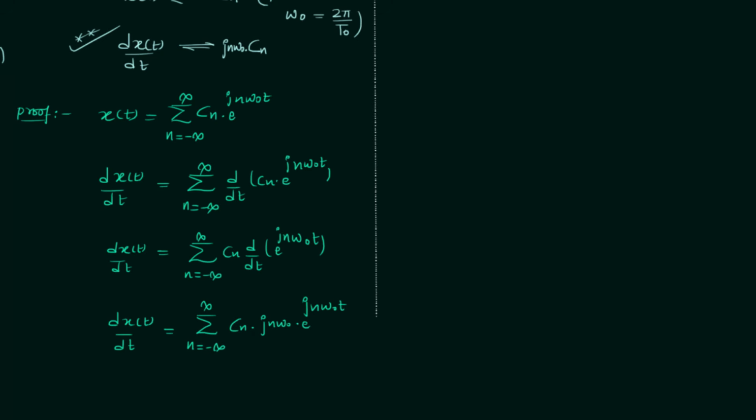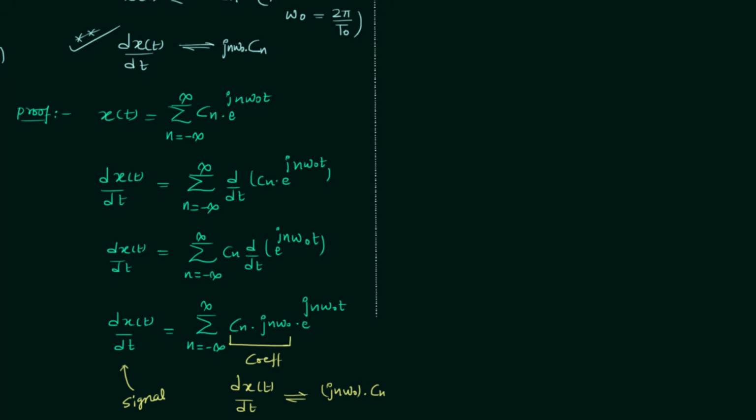Now compare this result with the standard complex exponential Fourier series expansion. Our signal is dx(t)/dt. If you compare it with the standard expansion, you will find Cn jn omega naught is the coefficient of signal dx(t)/dt. So we can say dx(t)/dt is having the coefficient jn omega naught multiplied by Cn, where Cn is the coefficient of signal x(t). I think the proof is clear, but there is one more point which we need to understand.